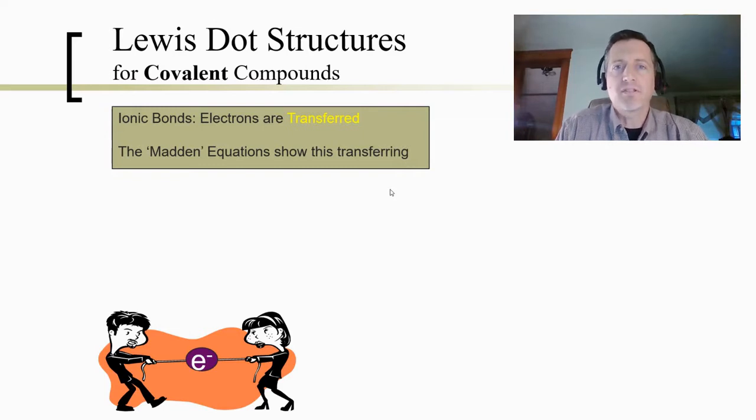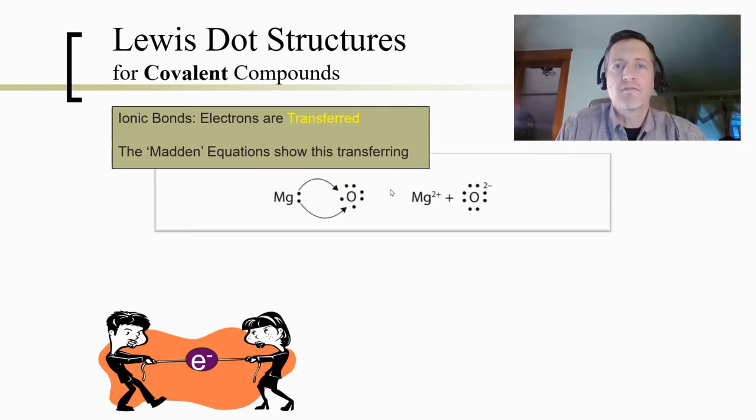Now, we've already looked at what happens when we have an ionic bond, where we have a really, really big difference in the electronegativity, and so one of the atoms completely takes the electron from the other. Our keyword for ionic is transferred. So when we drew what we called the Madden equations before, we were showing how, in this case, the magnesium completely loses the electrons. That's how it gets an octet, and the oxygen completely gains. So now these electrons are permanently the oxygen's, and that's how it gets an octet.